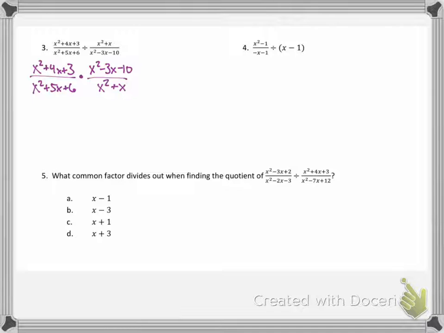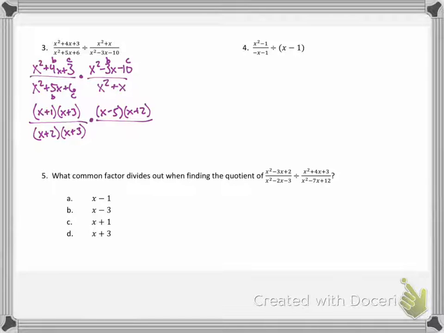All right, so the top left we have a trinomial. What multiplies to 3 and adds to 4? Positive 1, positive 3. Bottom left, another trinomial. What multiplies to 6 and adds to 5? 2 and 3. Top right, another trinomial. What multiplies to negative 10 and adds to negative 3? Negative 5, positive 2.